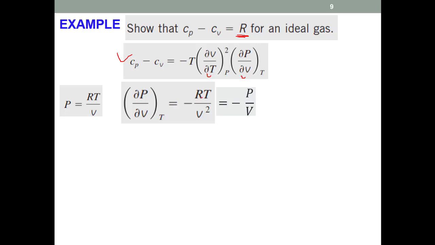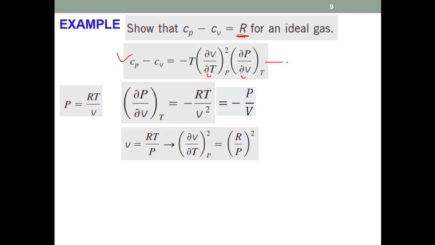So that will be equal to minus RT by V square, whereas RT by V is again P. That will be equal to minus P by V. For the first term, the derivative of volume with respect to temperature at constant pressure, we have to rearrange a bit. V is equal to RT by P. If we take the derivative, partial V by partial T at constant pressure, that will be equal to R by P.